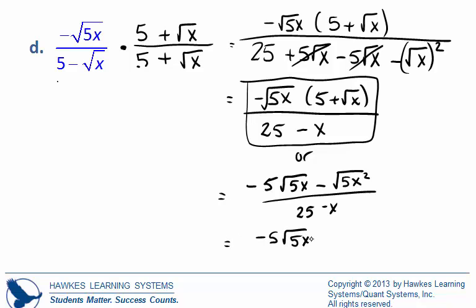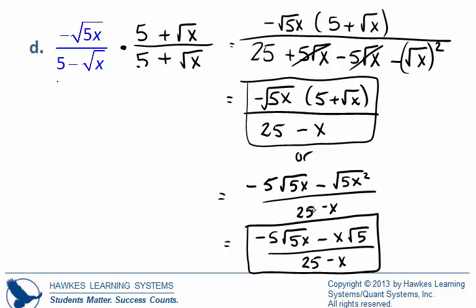First term is going to stay the same. The square root of 5 I cannot do, but the square root of x squared becomes an x. And so we'll have 25 minus x in the denominator. So in actuality, this is probably a more simplified example than what we had up here.